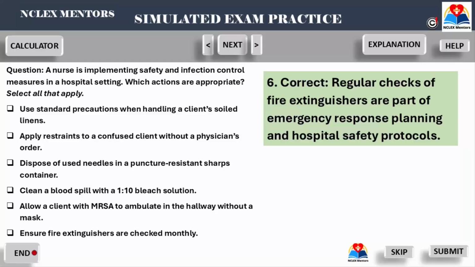Remember, when it comes to safety and infection control, always think about standard protocols, legal requirements, and protecting both patients and staff. If something feels risky or out of procedure, it probably is.